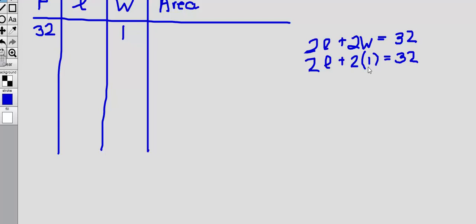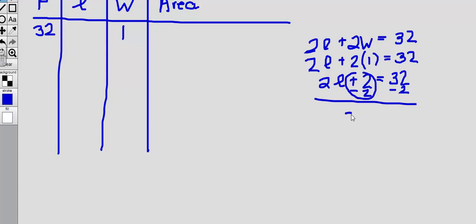Alright, so the first thing we need to do is multiply this, which we get 2. So that means 2L plus 2, because we just simplified this, equals 32. To solve this, the next step would be to subtract 2 from both sides of the equation to keep it balanced. This all cancels out. Bring down the 2L. And 32 minus 2 would be 30.